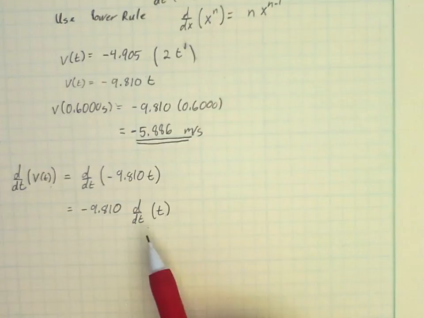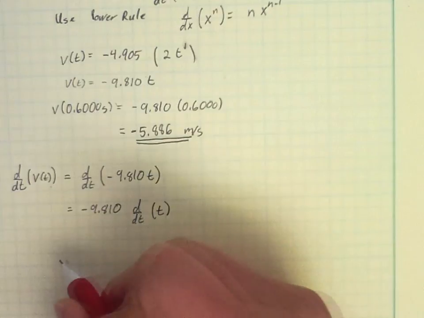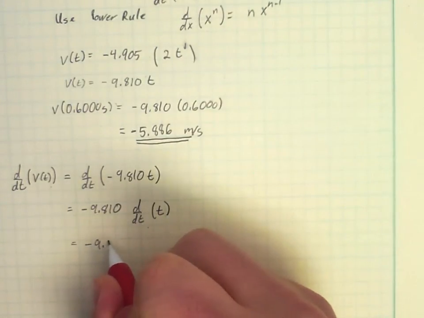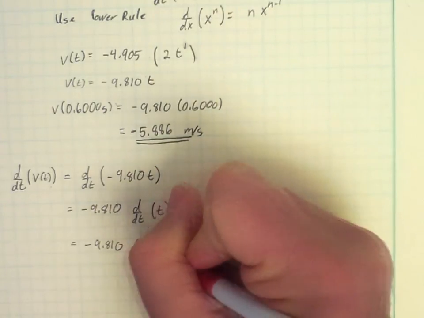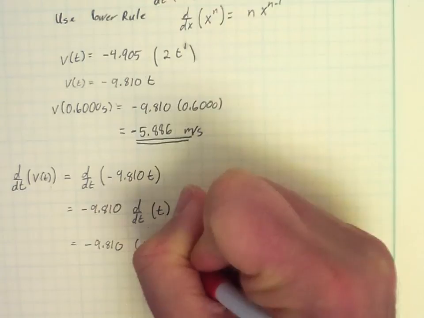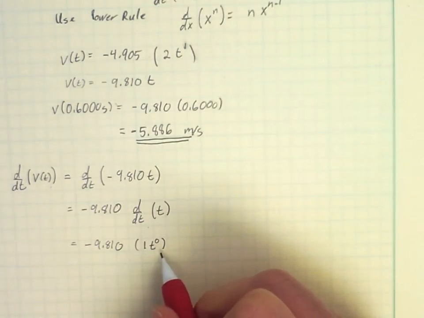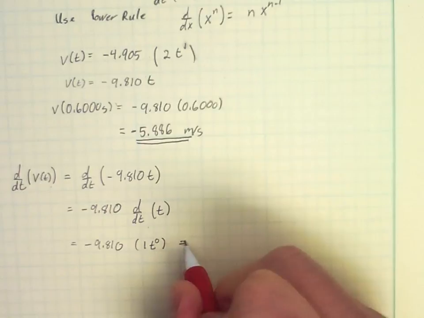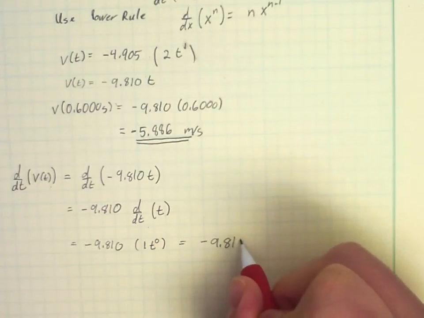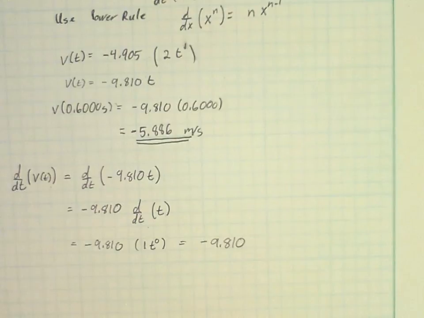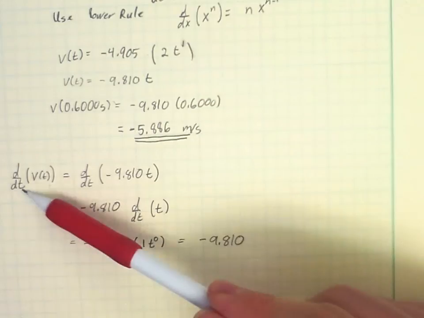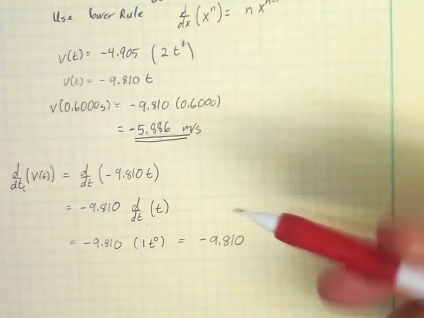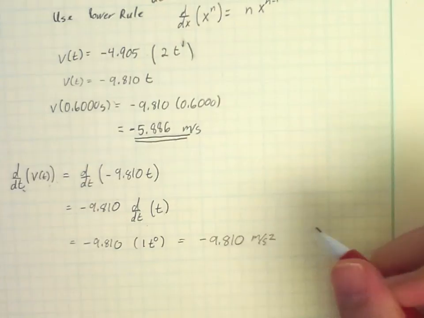Or if we look at it from the larger perspective, if we use our power rule, this is going to be negative 9.810. Using the power rule, since this is t to the first, we would have 1 times t to the 0. T to the 0 is 1. So that's just equal to negative 9.810. And what are the units on this? Well, this has units of meters per second, and we're taking the derivative with respect to time. So it's actually going to have meters per second squared.